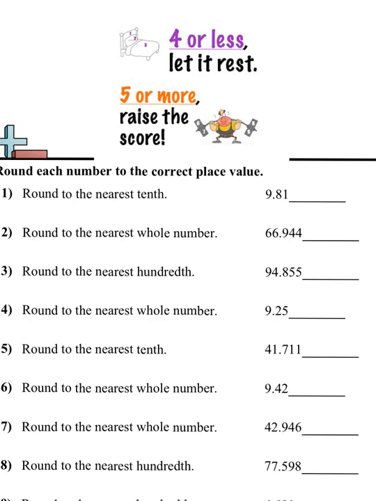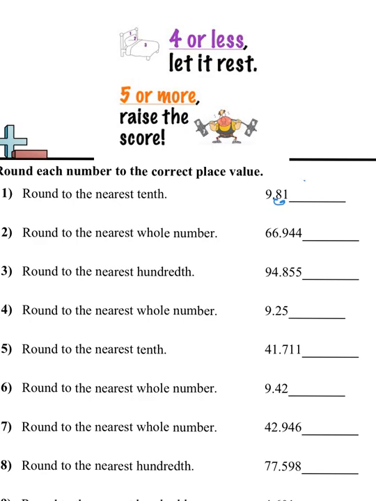Okay, we're looking at this number here. We have 9 and 81 hundredths. The 8 is in the tenths place. So we look to the neighbor to the right. The 1 is in the hundredths place. And that 1 is 4 or less. So we'll let it rest or we'll round down, which means the 8 in the tenths place will stay as an 8. Again, anything before that target place value of the tenths place will stay the same.